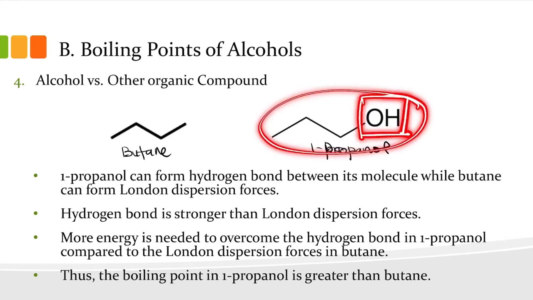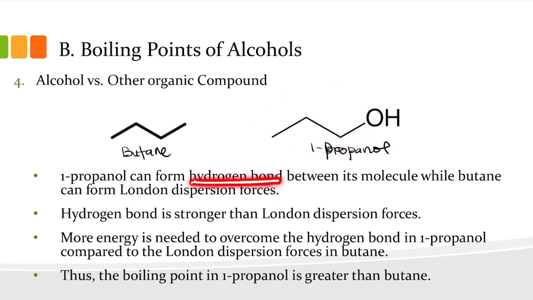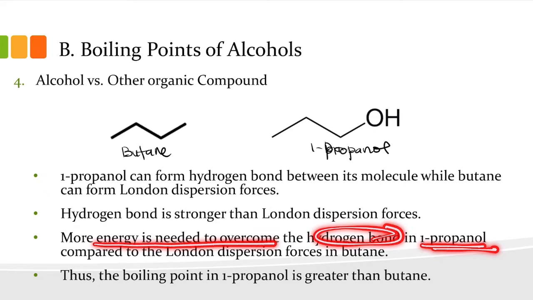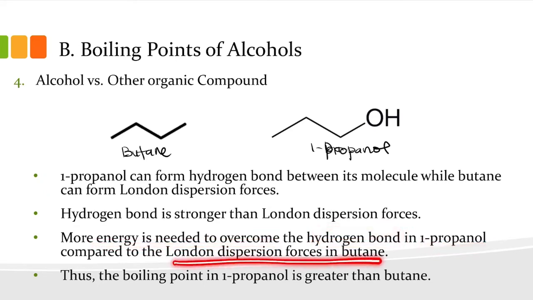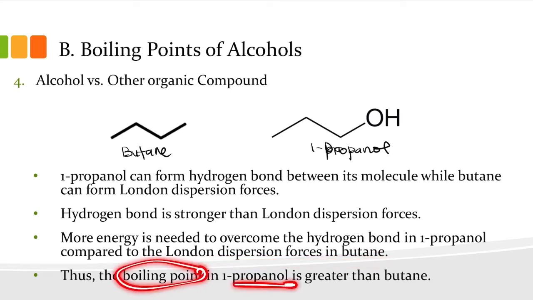But 1-propanol has an OH group that can form hydrogen bonds between its molecules, while butane can only form London dispersion forces. And as you know, the hydrogen bond is stronger than London dispersion forces, therefore more energy is needed to overcome the hydrogen bond in 1-propanol compared to the London dispersion forces in butane. Thus, the boiling point of 1-propanol is greater than butane.